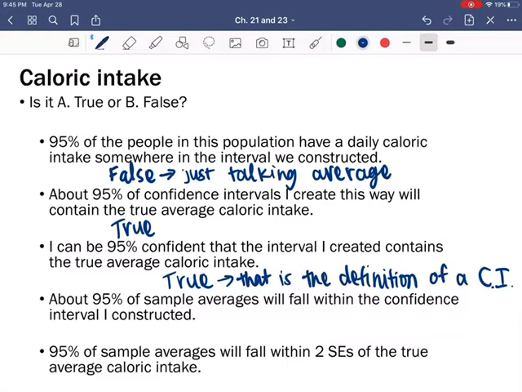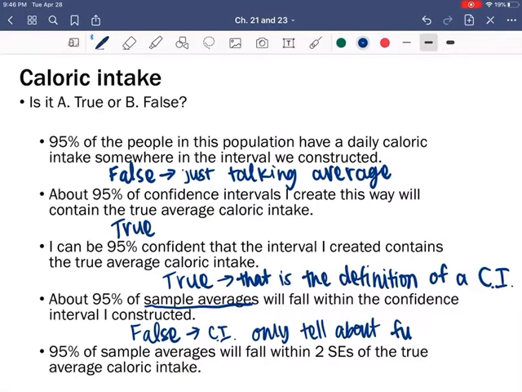About 95% of sample averages will fall within the confidence interval I constructed. Okay, that is false. Sample averages are very different than the true average. So you can't assume anything about other samples. All you can assume is about the full entire population. So confidence intervals only tell about the full population, not a subgroup of it.